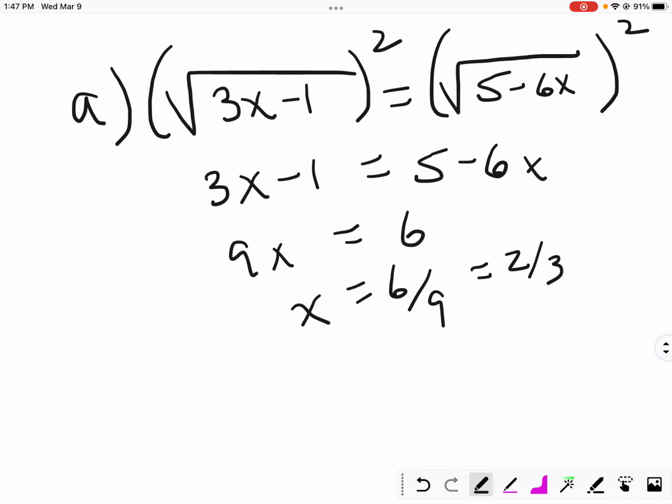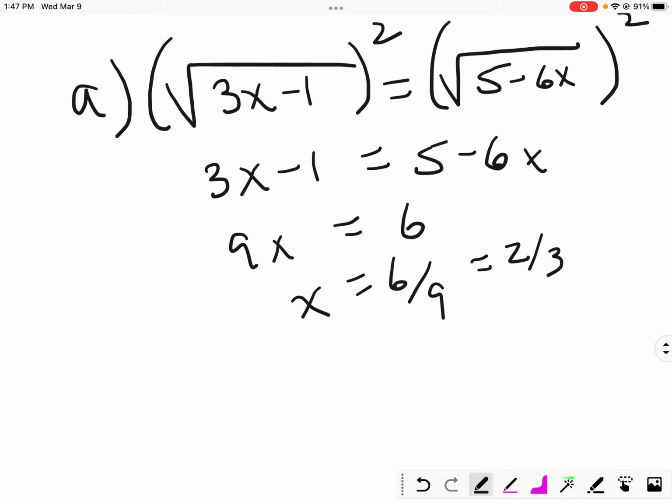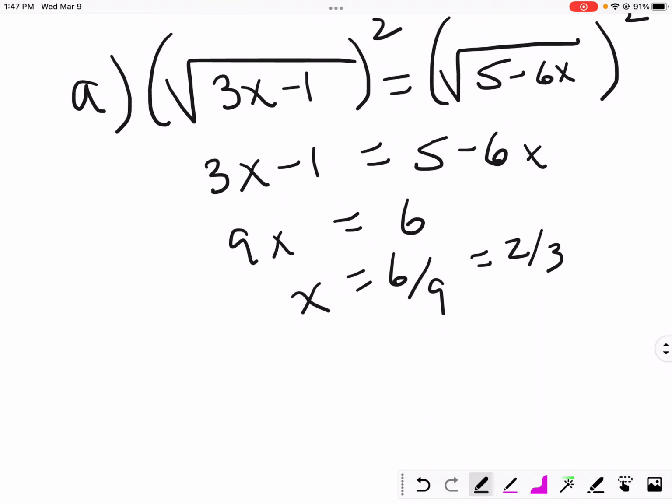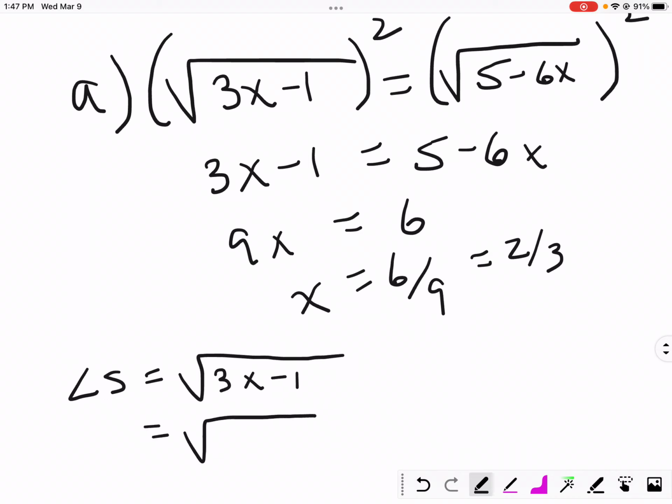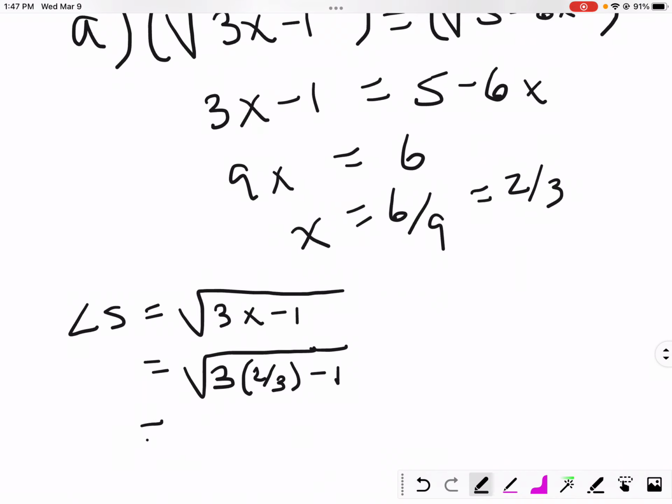I've said that whenever you are squaring both sides, we need to verify. So let's check. The left side is the square root of 3x minus 1 equals the square root of 3 times 2/3 minus 1. Make sure that goes over top of that. And 3 times 2/3 is 2, minus 1 is 1, so the square root of 1, which is 1.